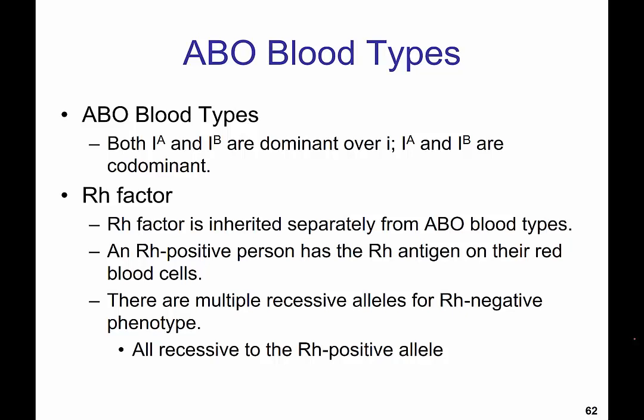Now the Rh factor is inherited separately from the ABO blood types. An Rh positive person has the Rh antigen on their red blood cells, and there are multiple recessive alleles for Rh negative phenotype, all recessive to the Rh positive allele. But first we're just going to look at the ABO blood type, not whether it's positive or negative.